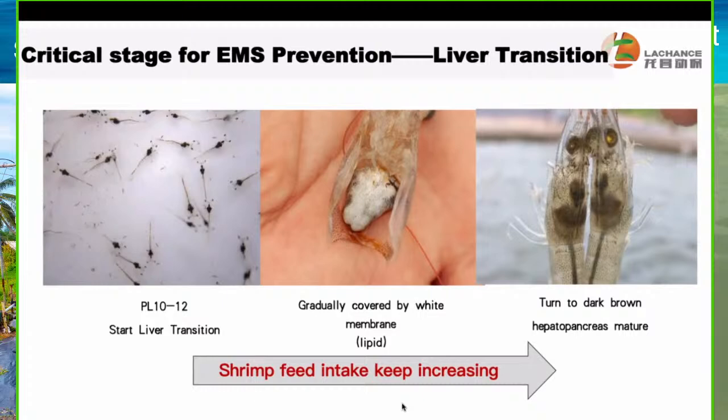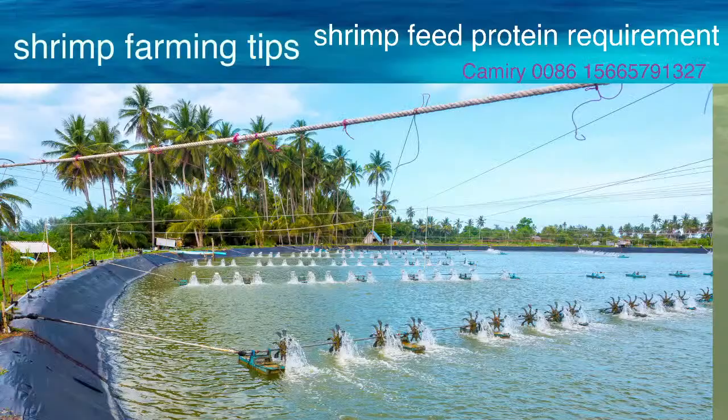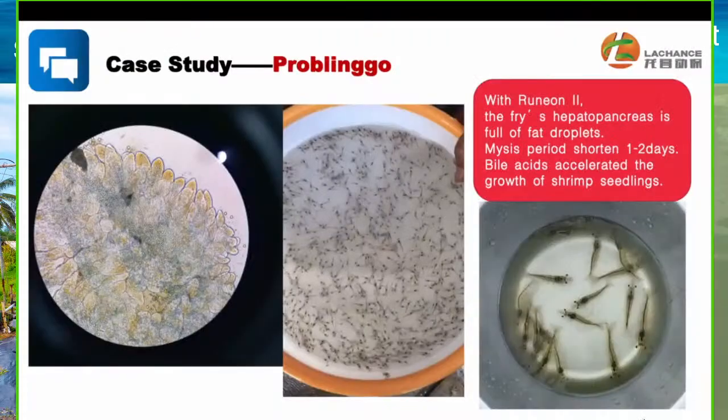Thank you. And these are the bioassays applications in the hatchery stages. The first picture on the left side is the hepatopancreas of the shrimp fry under the microscope. You can see there is a lot of fat stored in the hepatopancreas after using bioassays. The growth stages of the shrimp fry are also shortened, especially the mysis period, shortened by about 1 to 2 days. That means bioassays also help accelerate the growth of the seedlings.